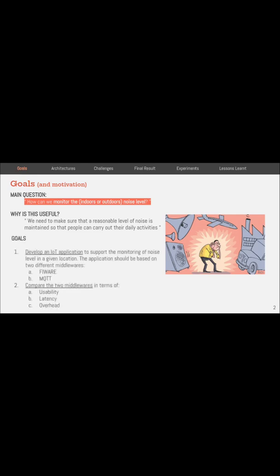The first goal was to develop an IoT application to support the monitoring of noise level in a given location. And to do so, we selected two different middlewares, the FIWARE and MQTT ones, and secondly, we wanted to compare the two middlewares in terms of usability, latency, and overhead.